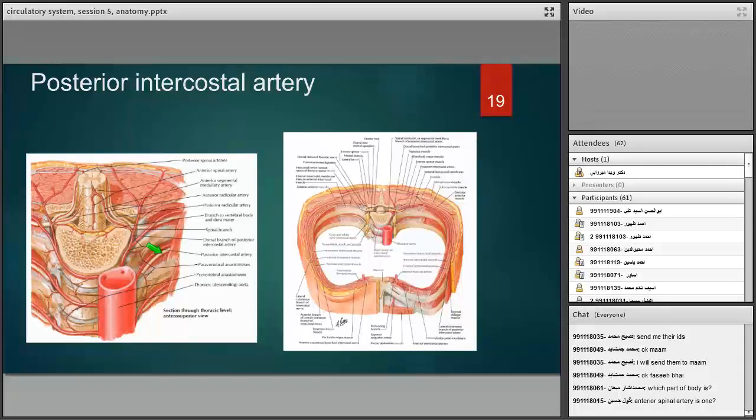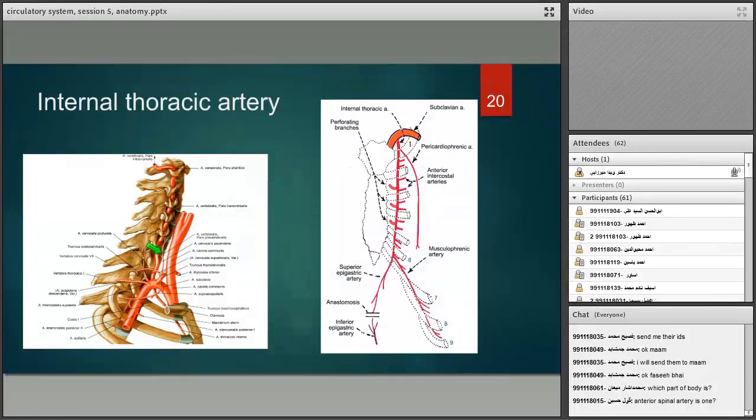So, this was the posterior intercostal artery. Now, we said that one of the branches of the subclavian artery was internal thoracic. The internal thoracic artery, which is clear here, can you see that? Is passing its way on both sides of the sternum, on the right and left side of the sternum. This is the sternum. We have one internal thoracic artery here and one here. In this diagram, we can just see the left side. Okay? This is the left internal thoracic artery.